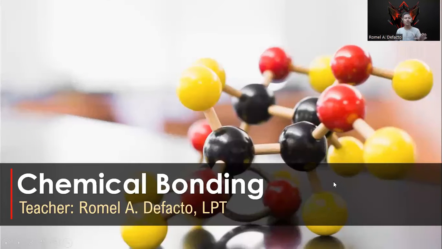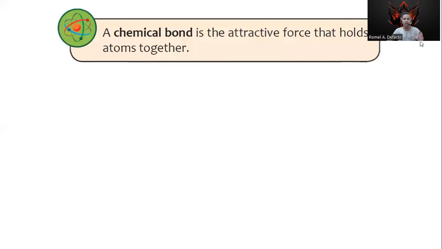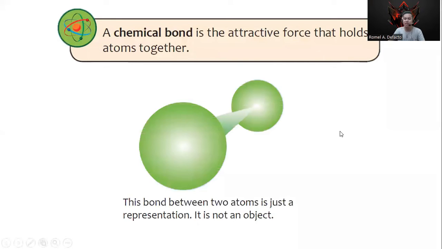Okay, so we will now start with chemical bonding. What exactly is chemical bonding? A chemical bond is the attractive force that holds atoms together. What does this mean? If we have two atoms, the bond between them is just a representation. It is not an object, it's not a thing. It's simply a force that represents something that holds them together.